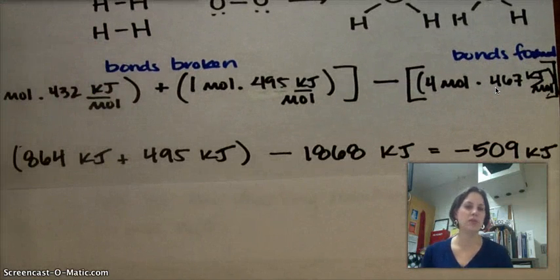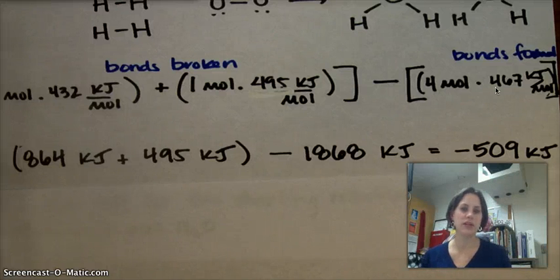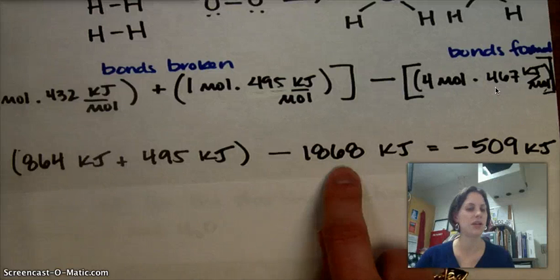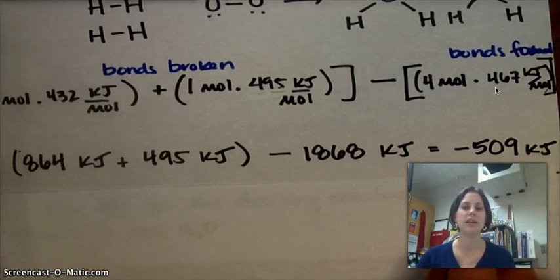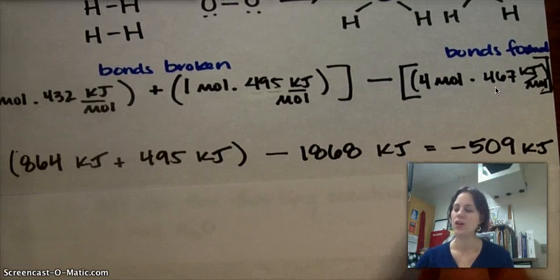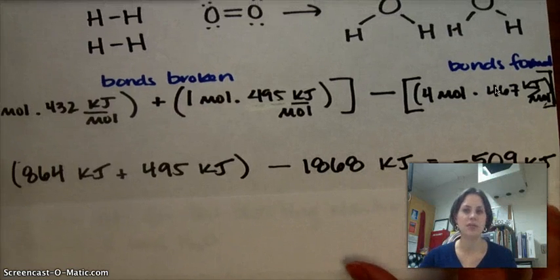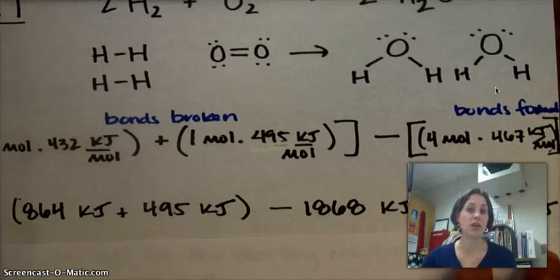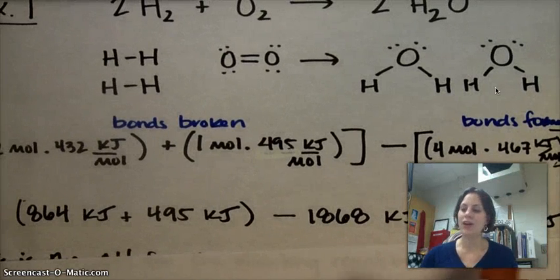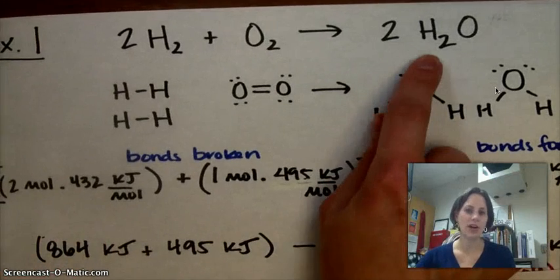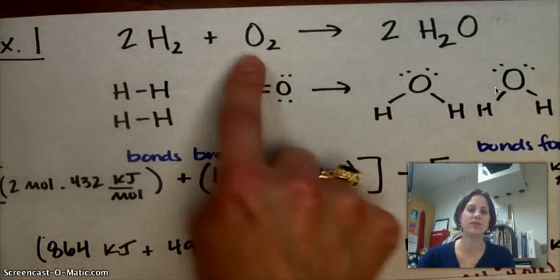So that will simplify and reduce down here. So 864 plus 495 minus 1868, make sure you're getting those same values, will equal negative 509 kilojoules. So what does that mean? What does that tell us? It tells us that this reaction is exothermic. It also makes me point out that water is a compound being formed from its elements.